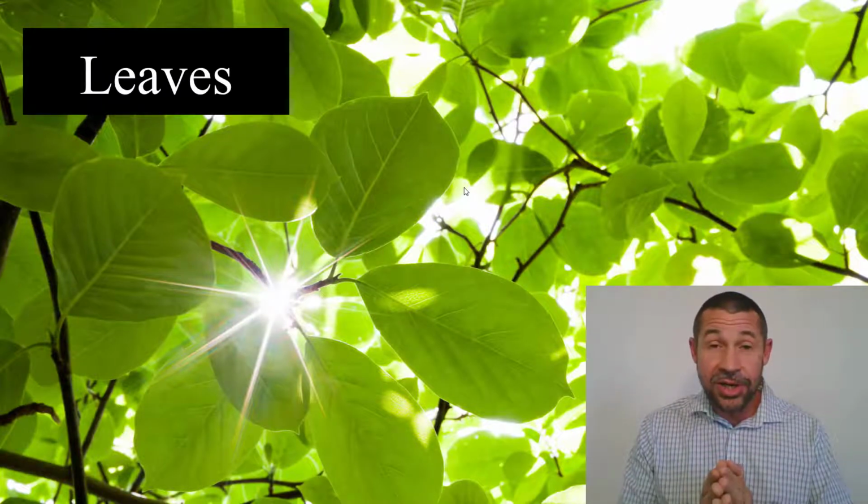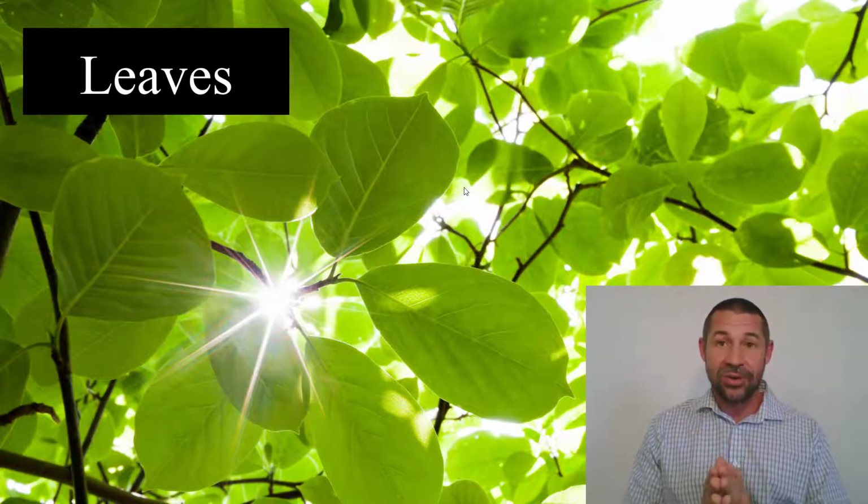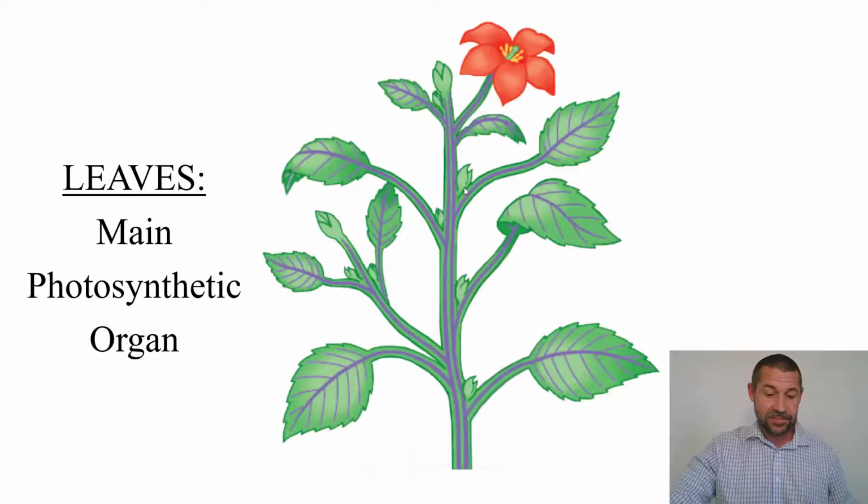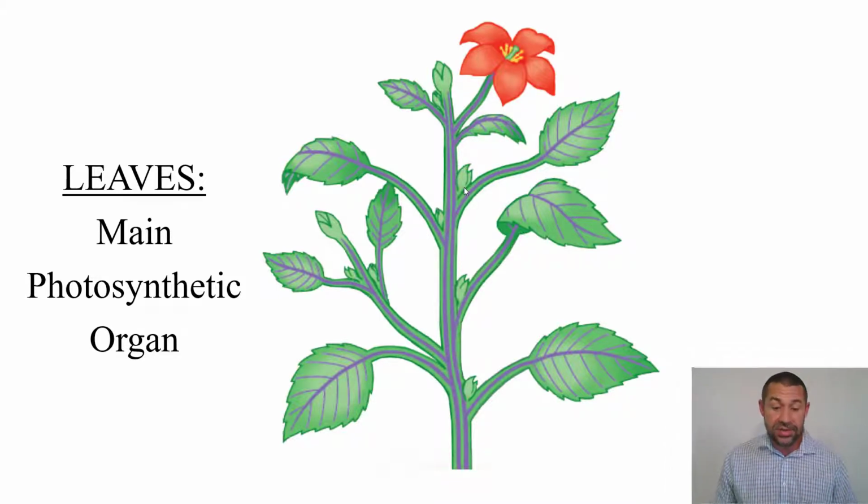Okay, so next we're going to look at nature's solar panels, leaves. Leaves, at least on most plants, are the primary photosynthetic organ. Leaves are rich in chloroplasts. They are the site of photosynthesis. If we zoom in on a leaf, we find that structurally it is ideally suited for absorbing solar radiation as well as for gas exchange.